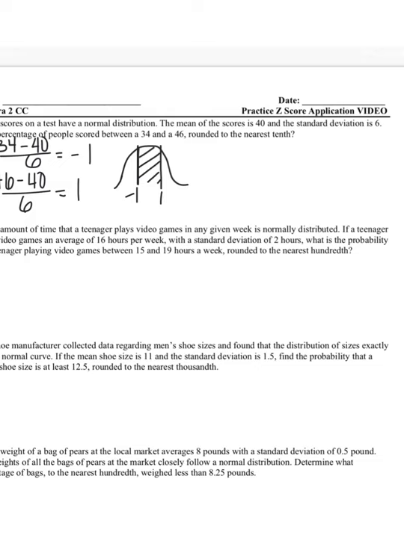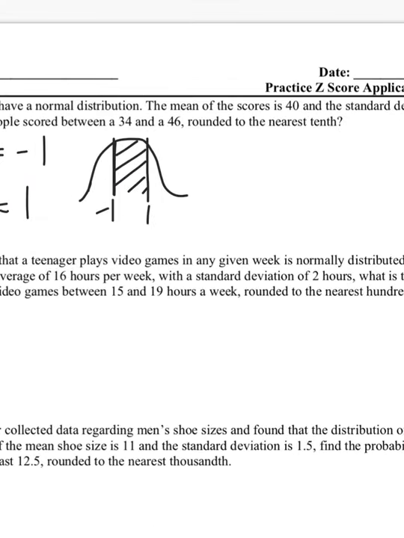However, this wants it rounded to the nearest tenth, so you actually have to figure that out. So in your calculator, you're going to press second vars, and then you're going to go to normal CDF, which is number 2. Your lower boundary is -1. Your upper boundary is +1. The mean you keep as 0. Standard deviation you keep as 1. Press enter. And this is what you're going to write down. You're going to write down what you see.